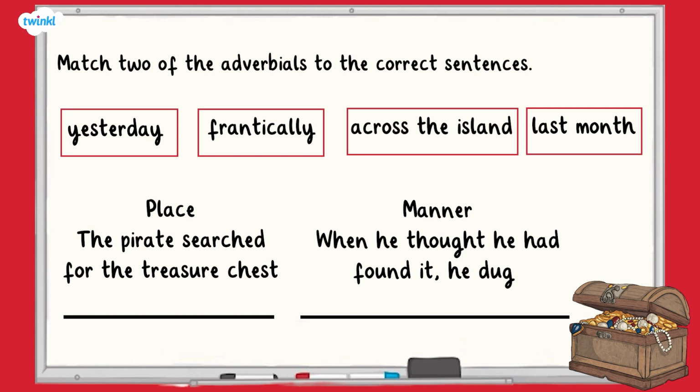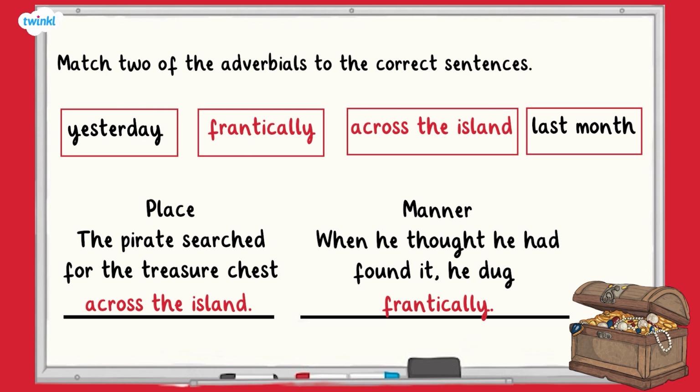How did you get on? First, you were looking for an adverbial of place. The correct answer is across the island. It tells us where the pirate was searching. Then you were looking for an adverbial of manner. The correct answer is frantically. It explains how the pirate was searching.